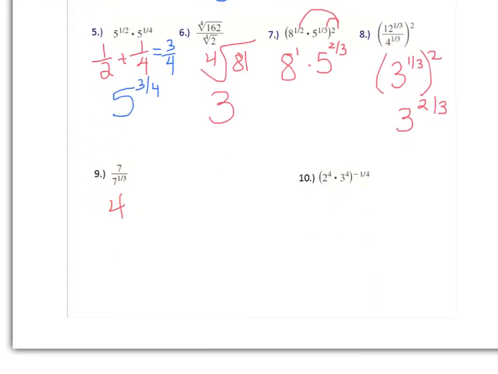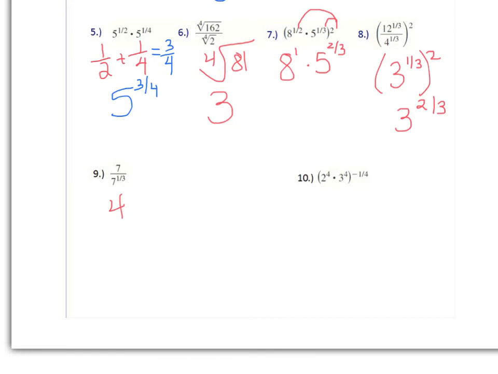Okay, so here's 2 final problems. I'll pause the video for you to try these. For 9, I'm going to put a power of 1 in the numerator so that it holds my spot. Because I have the same bases, I'm going to subtract my exponents. We get 7 to the 2/3.